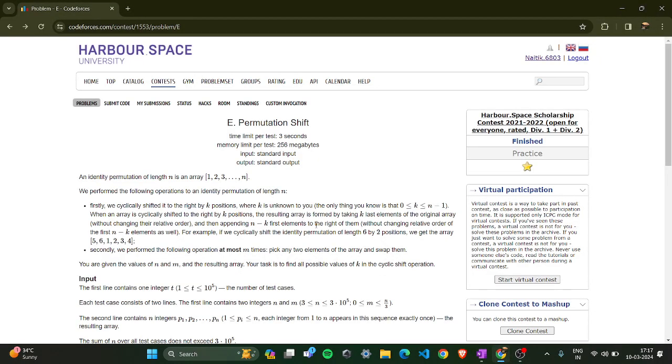Hey, I'll be explaining the permutation shift problem from Harvest's contest. So an identity permutation of length n is an array 1, 2, 3 till n. So it's just a[i] equal to i. We perform the following operations on an identity permutation of length n. Firstly, we cyclically shift it to the right by k positions, where k is unknown to you.